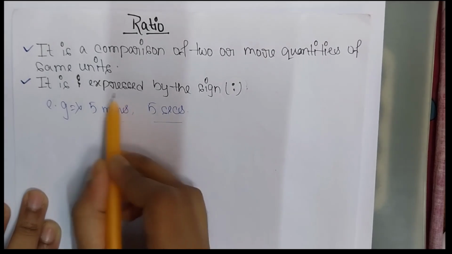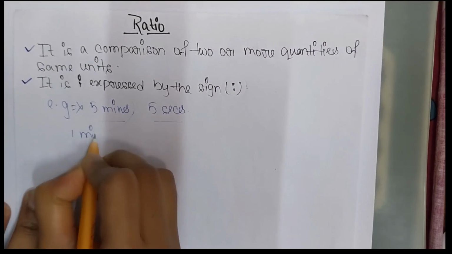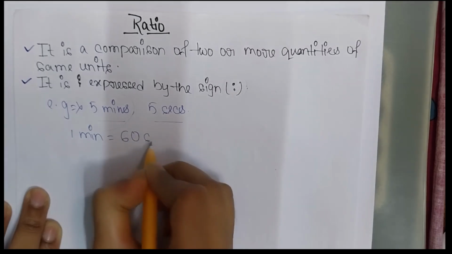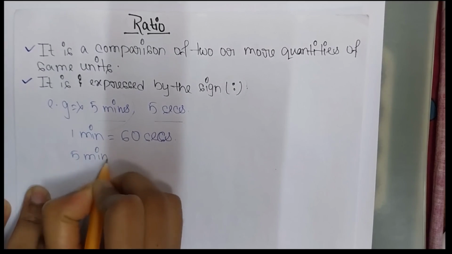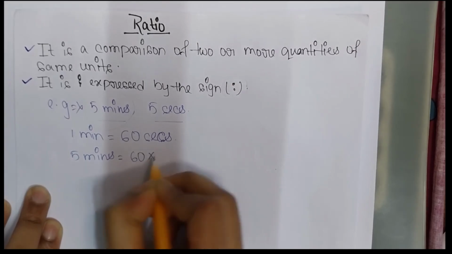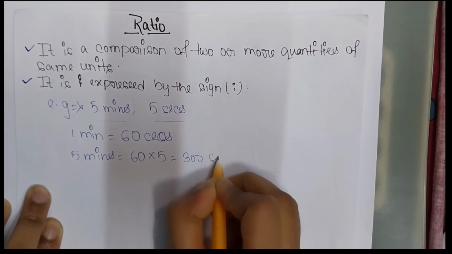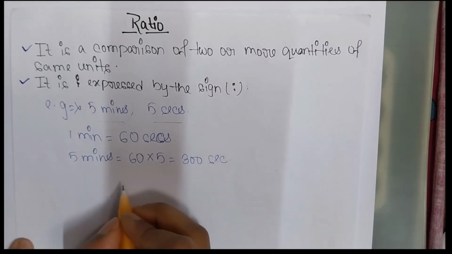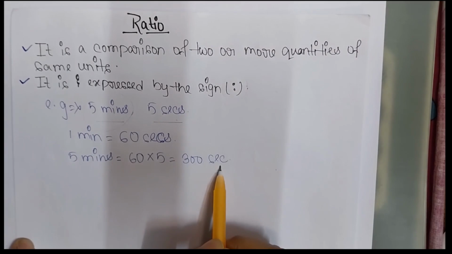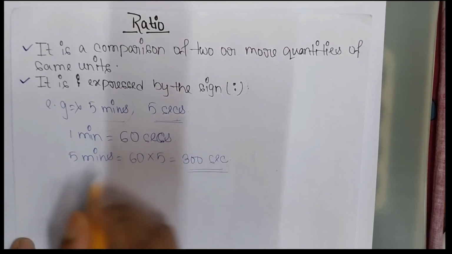So here we will convert minutes into seconds. As we know, 1 minute is equal to 60 seconds. So 5 minutes is equal to 60 into 5, that is 300 seconds. So now both units are the same. Now we can find the ratio between 5 minutes, that is 300 seconds, and 5 seconds.